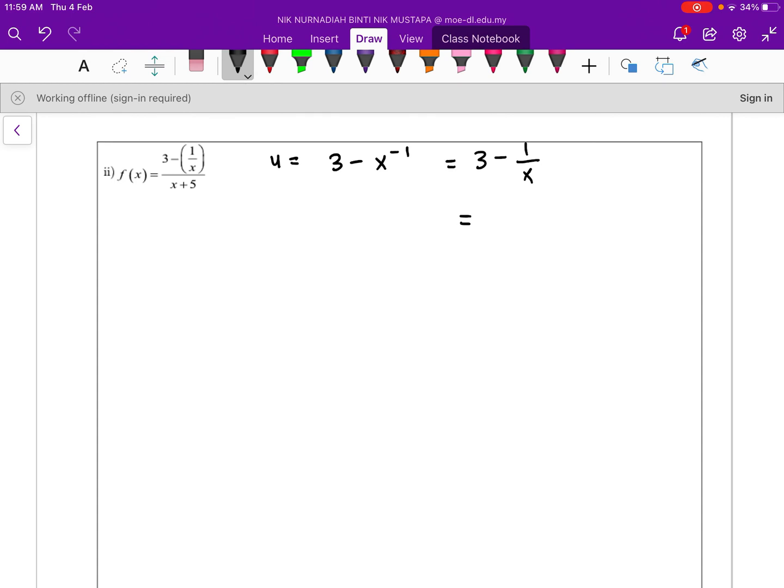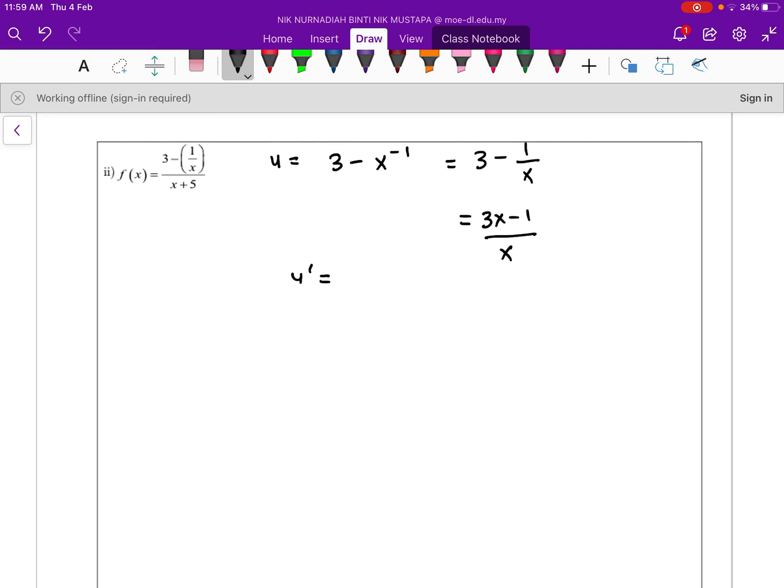Cantikkan terus dekat sebelah sini. Lepas kita jadikan dia dalam bentuk power tu. Kenapa? Untuk kita masukkan nanti dalam formula. Supaya mudah nanti kita nak buat pengiraan. Kalau kita letak dia dalam power form, x to the power of negative 1, susah sikit untuk kita buat pengiraan. So kita samakan penyebut daripada sini, samakan penyebut. Dia akan jadi 3x tolak 1 per x.